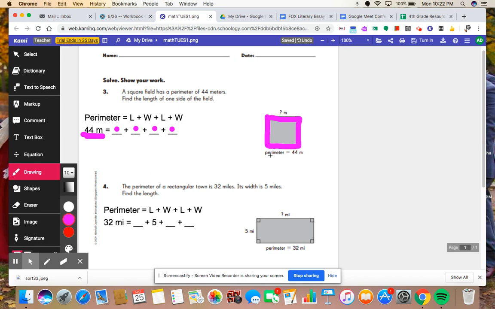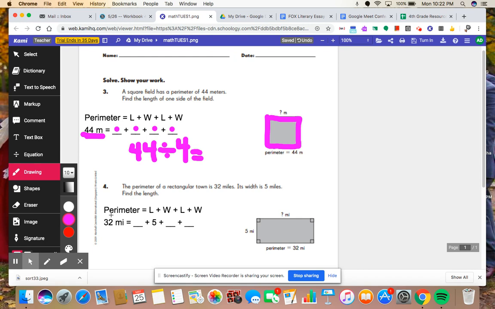So what I can do is I can take this 44 and I need to break it up into its different sides. So when I'm breaking something up into smaller numbers, what am I doing? I am dividing, okay? So I need to take 44 divided by 4, okay, equals what?